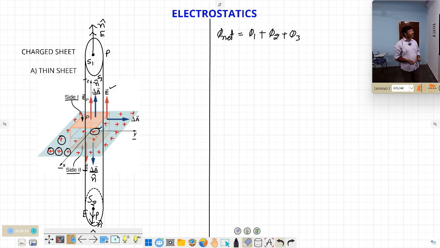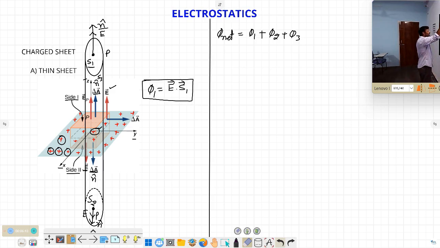Now what is the flux enclosed in the first region? According to the concept, a flux takes place when there is an electric field across the area in the direction of the normal. The electric field is E, and the area vector you can take as S1. In terms of the normal vector, both are in the same direction. Same direction means the angle is 0. Angle 0 means the flux is equal to E into S1, as we have an electric field in that direction.